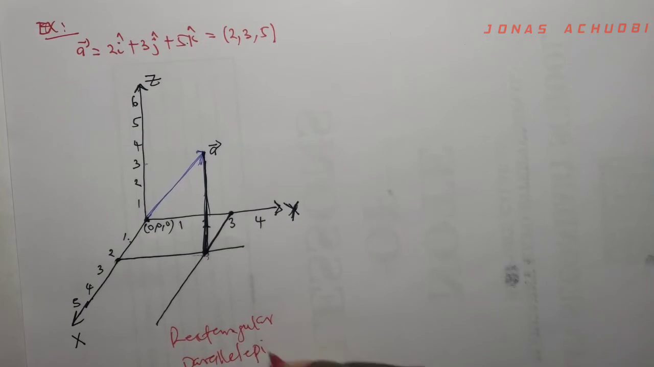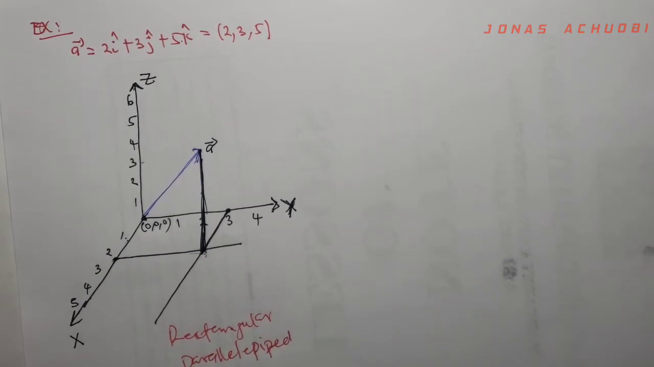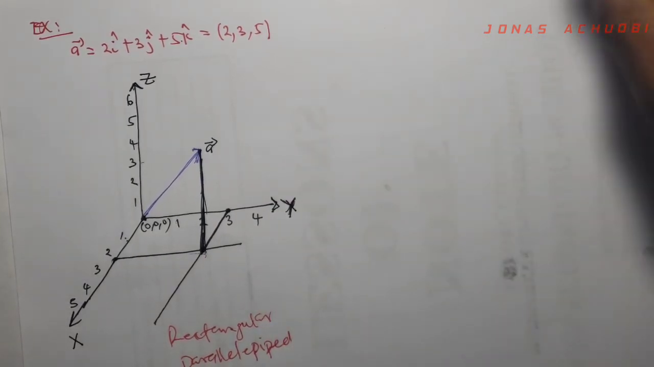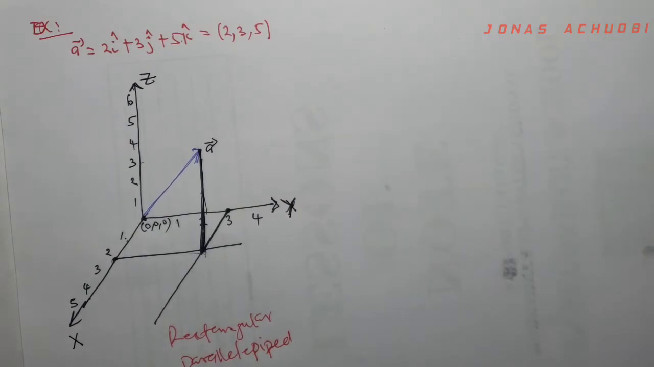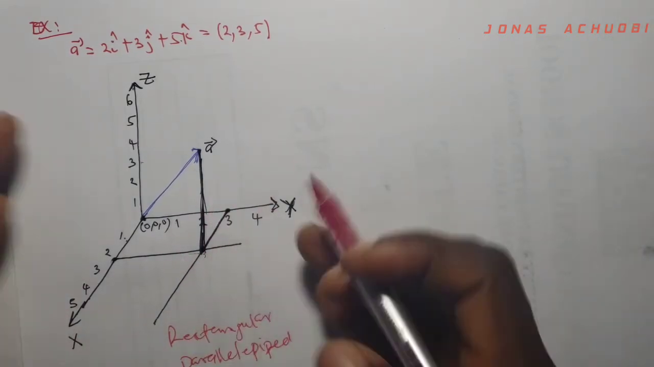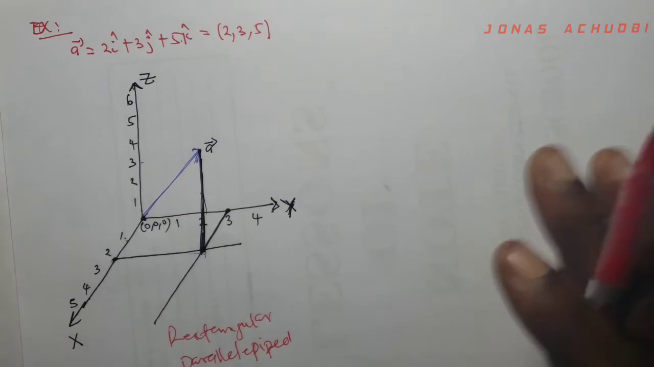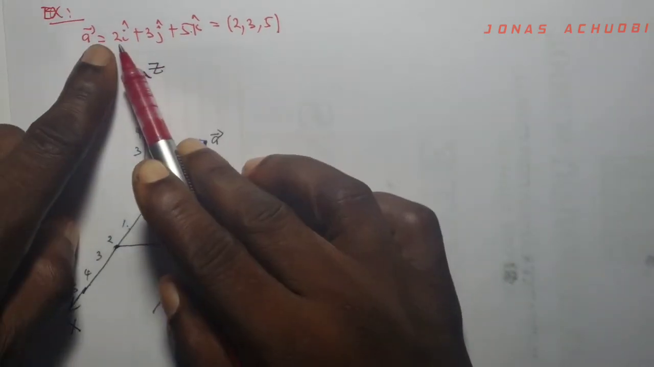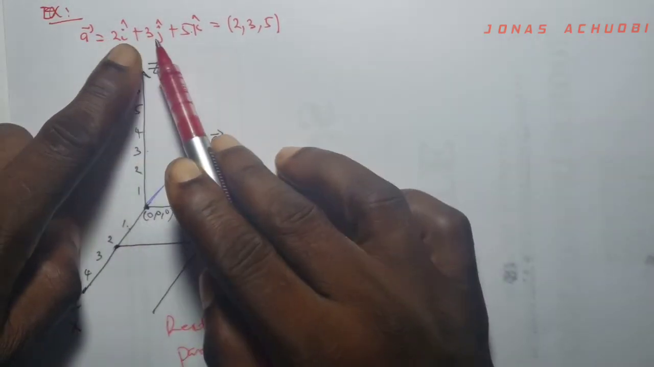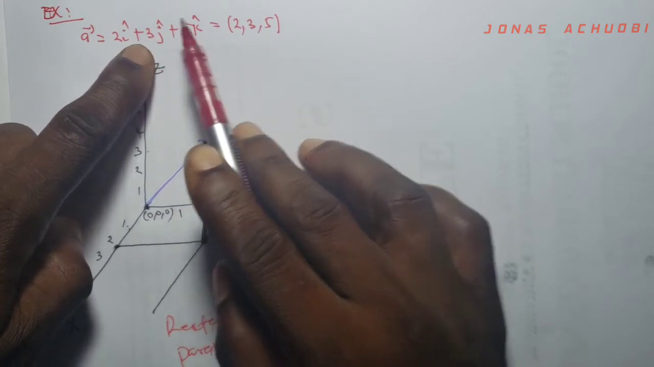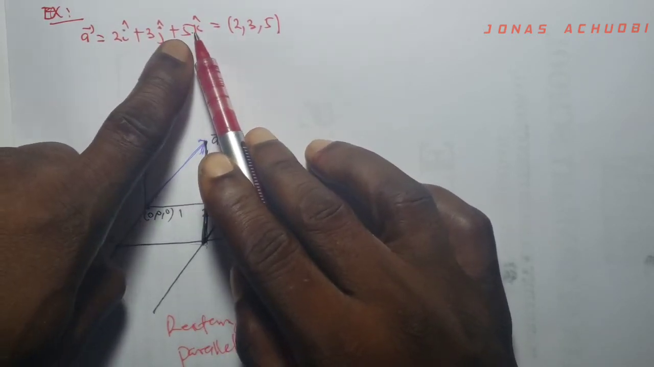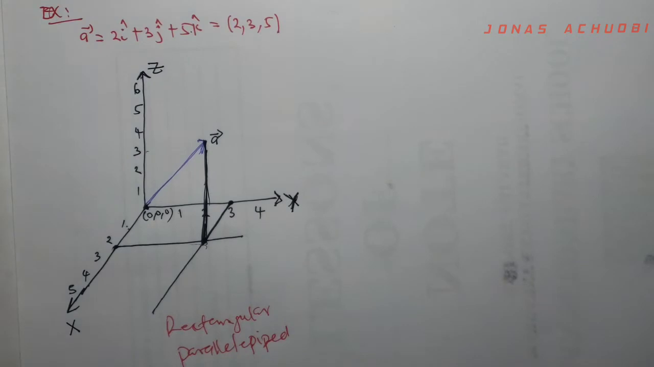Parallelepiped. I hope I got the spelling right. Okay, rectangular parallelepiped. Let's see what this means. And now let's see what happens. We want to now join all the points of this vector and see what happens. Remember, we are going 2 units in the x direction, 3 units in the y direction, and then 5 units in the z direction. So let's see what happens with that.